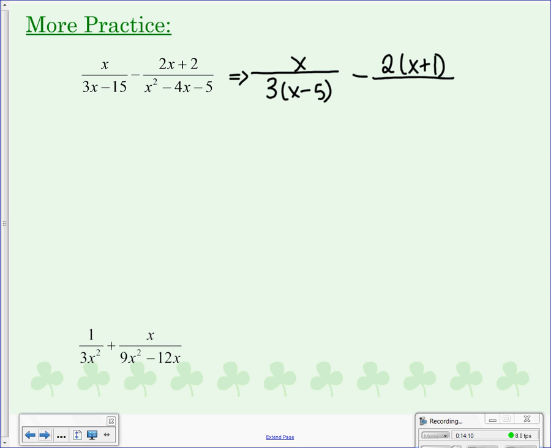And then we've got our quadratic x squared minus 4x minus 5. Factors of negative 5 that are going to add up to be negative 4. Go to negative 5 and positive 1.